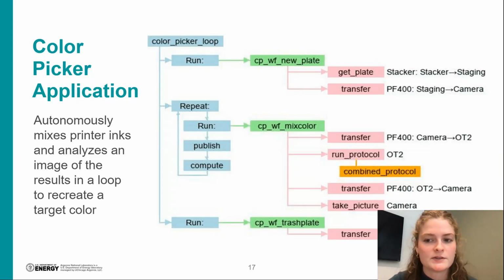So the actions there would be transferring from our staging area to our OT2, running the program where we can combine the inks. The volumes of the different inks are injected through that payload mechanism that I mentioned. And that's how the AI changes the volumes of inks to be mixed each time. And then we would transfer that plate from the OT2 back to the camera, where we would take a picture of the inks that we just mixed, and then see how far we are away from that target color by transferring the data back to the AI. And then once we've completed that loop, we would run a workflow to trash the plate because we're done with it.